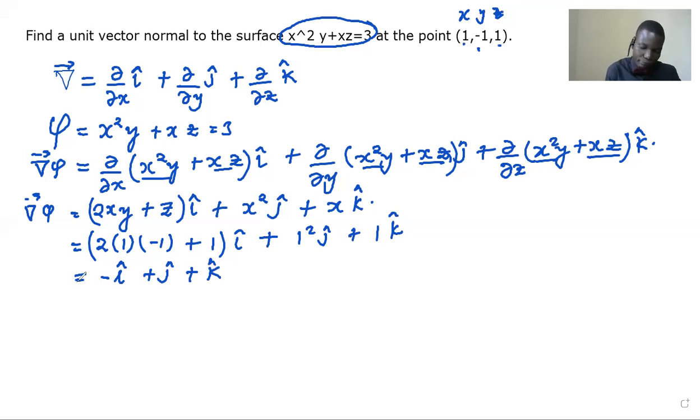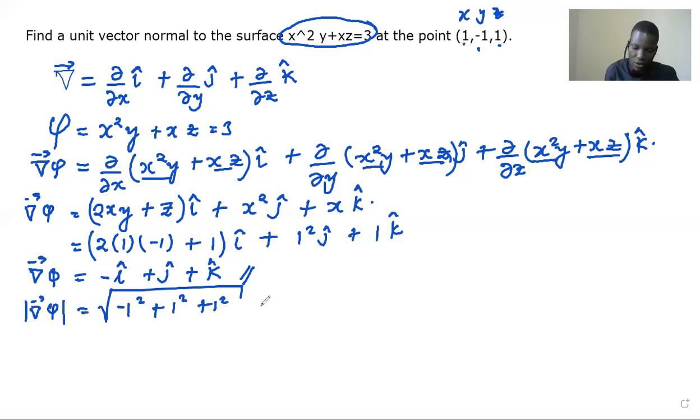So this is a vector. What we are looking for is a unit vector. We've just found a vector, but now we need a unit vector. How do we find a unit vector? The first thing we need to do is find the magnitude of this vector. The magnitude is going to be the root of (-1) squared plus 1 squared plus 1 squared, which gives us √3.